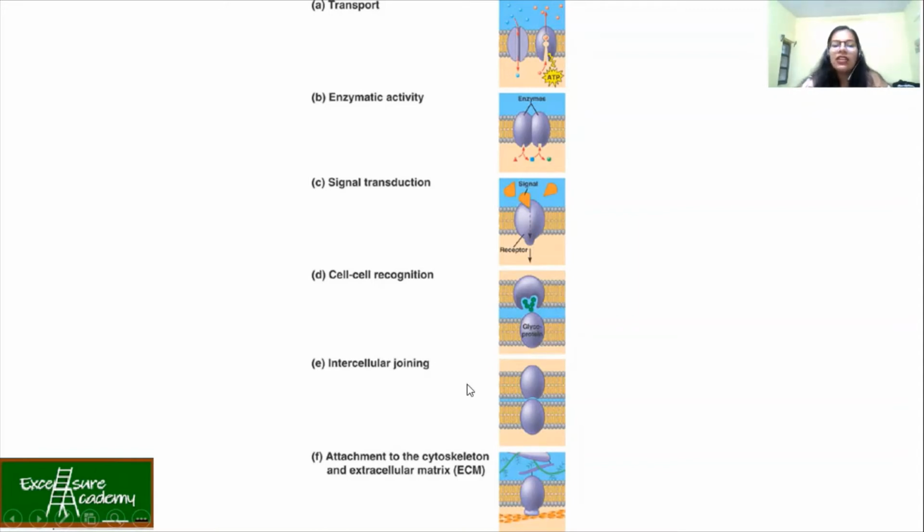Then you have the intercellular joining, where two cells attach. And then attachment to the cytoskeleton and extracellular matrix. This is when the cell is trying to adhere to any solid surface, where these proteins are involved. For example, bacterial cells have fimbriae, which are also made up of proteins that help them in attaching or adhering to the surface. There they can attach and then start reproducing or make a biofilm, depending on the signal they get.